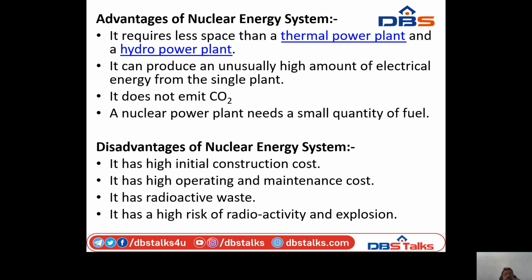Disadvantages: it has high initial construction cost. It has high operating and maintenance cost. It has radioactive waste. It has high risk of radioactivity and explosion.